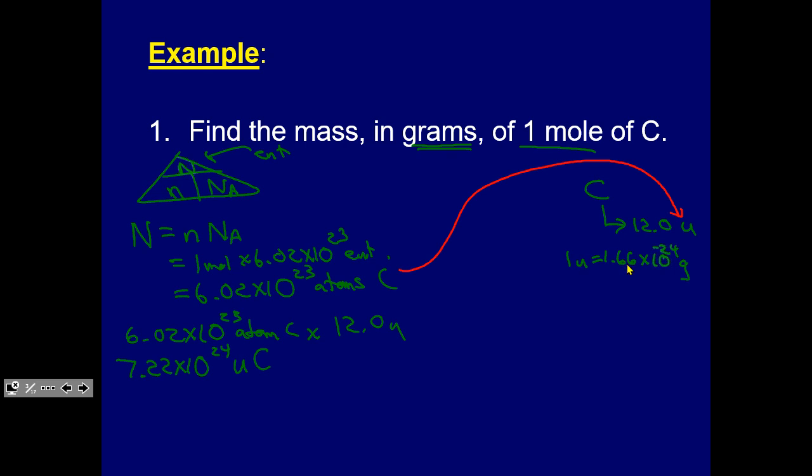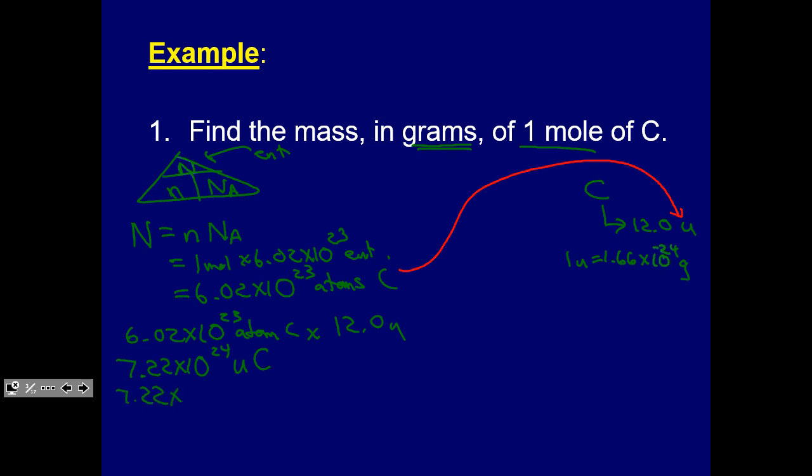But each U is 1.66 times 10 to the negative 24 grams. So let's substitute that in for the U, and that should turn the U's into grams, which is what we want. Now notice the work we're doing just to get the mass of 1 mole. Let's do that calculation.